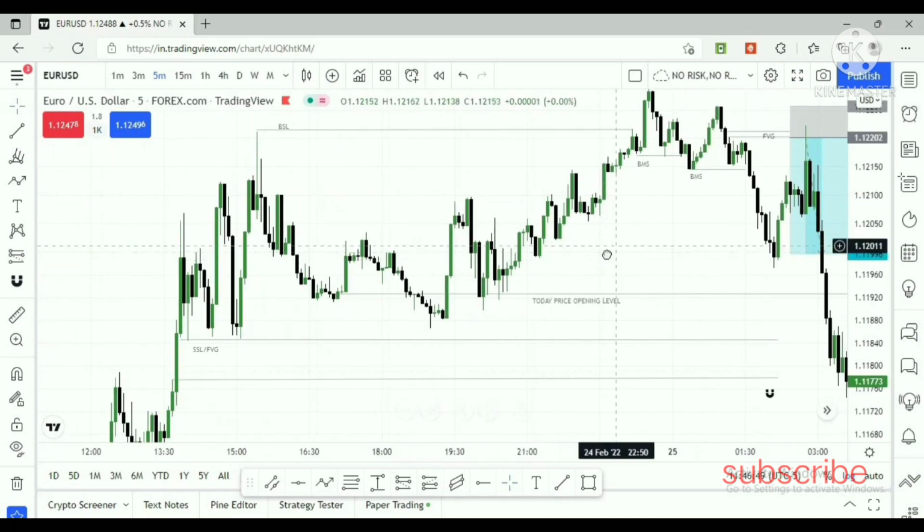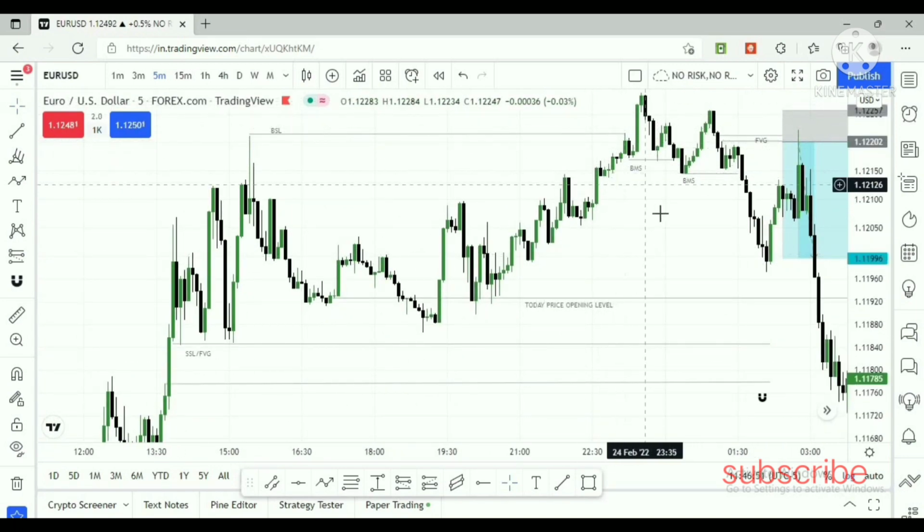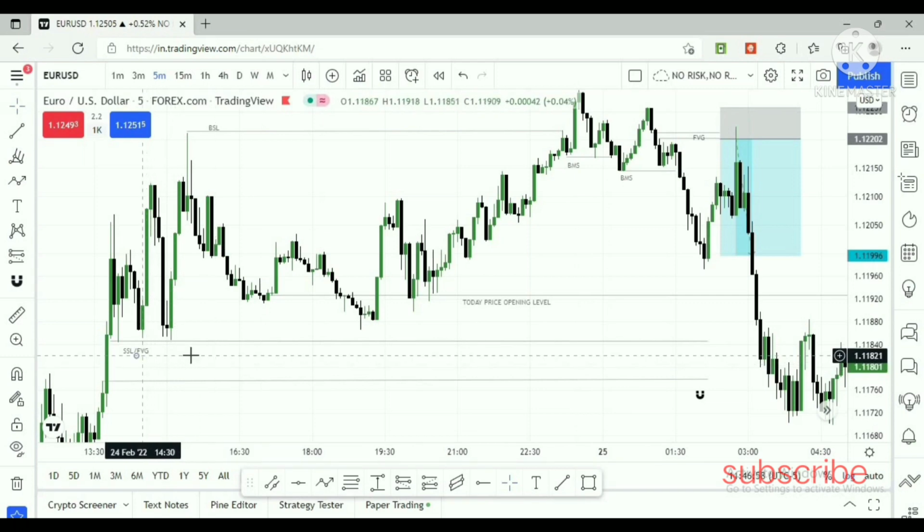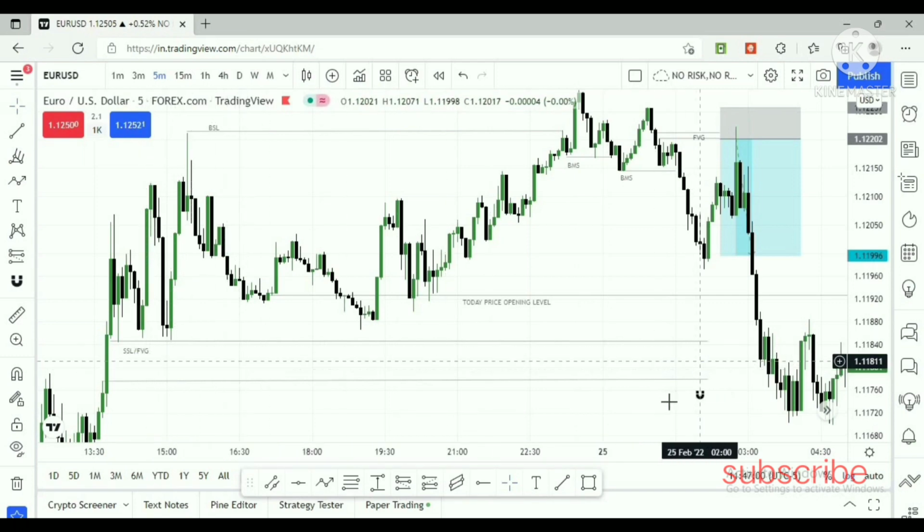See guys, price clears first the buy side liquidity. At the same time, we should look for the next round liquidity. That is what we have: at the same time, this sell side liquidity plus fair value gap. See guys, that is our magnetic level. This level.